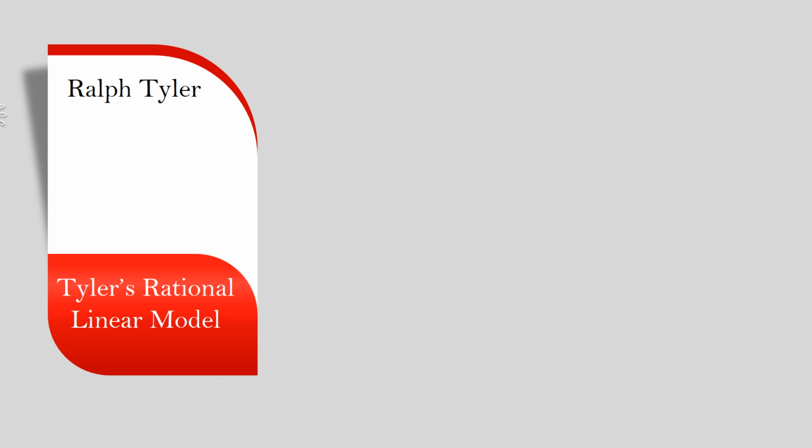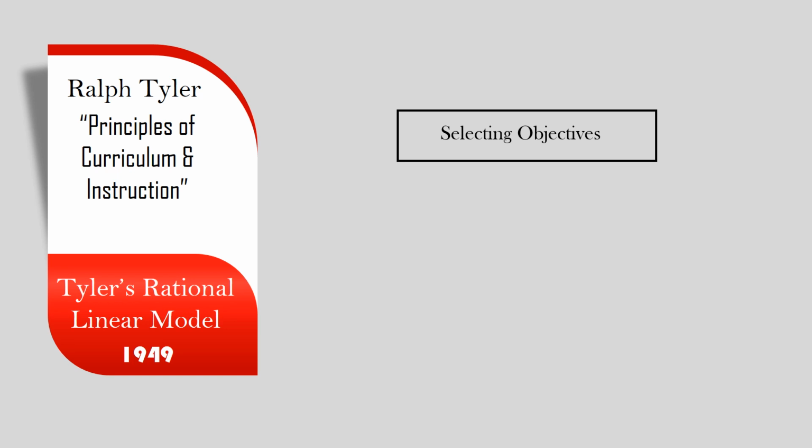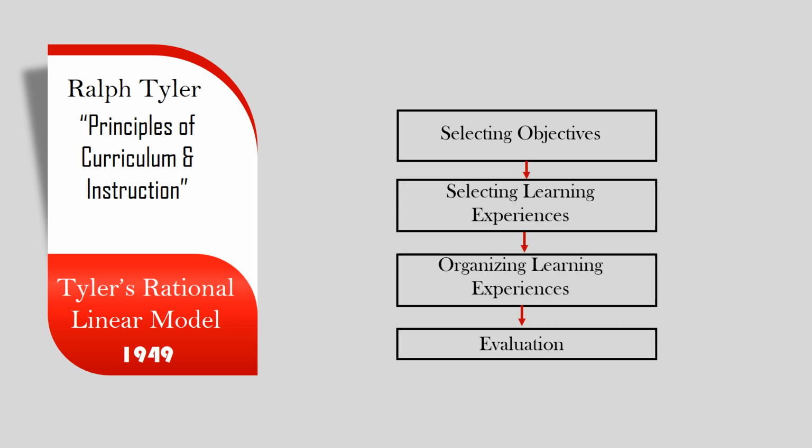Ralph Tyler at the University of Chicago developed the first model of curriculum development. This model was presented in his book Principles of Curriculum and Instruction, published in 1949. Tyler argued that curriculum development should be logical and systematic. His model presents a process of curriculum development that follows a sequential pattern starting from selecting objectives to selecting learning experiences, organizing learning experiences, and evaluation.